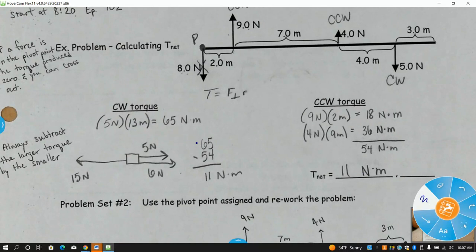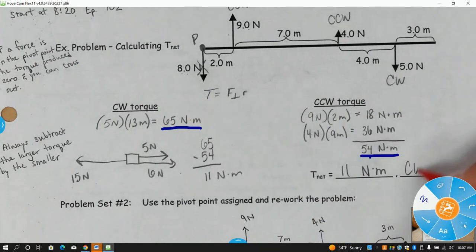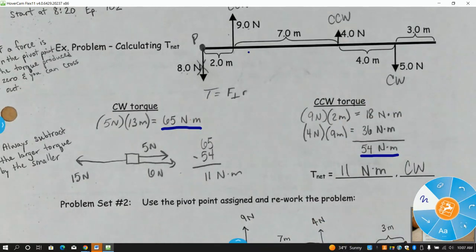Wow, that was a really bad. Clockwise or counterclockwise? Clockwise. Bing bong, ding ding, winner winner, chicken dinner.